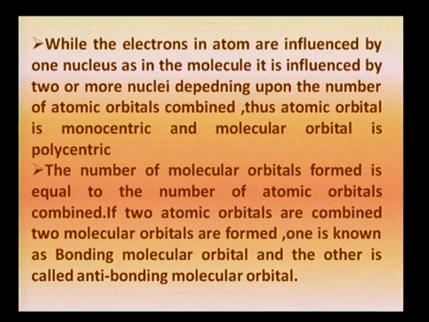The fourth salient feature of molecular orbital is the number of molecular orbitals formed is equal to the number of atomic orbitals combined. If two atomic orbitals are combined, two molecular orbitals are formed. One is known as bonding molecular orbital and another one is called anti-bonding molecular orbital. Here, the number of molecular orbitals formed is the same as the number of atomic orbitals combined. For example, if two atomic orbitals are combined, two molecular orbitals are formed. In that, one is called bonding molecular orbital and another one is called anti-bonding molecular orbital.